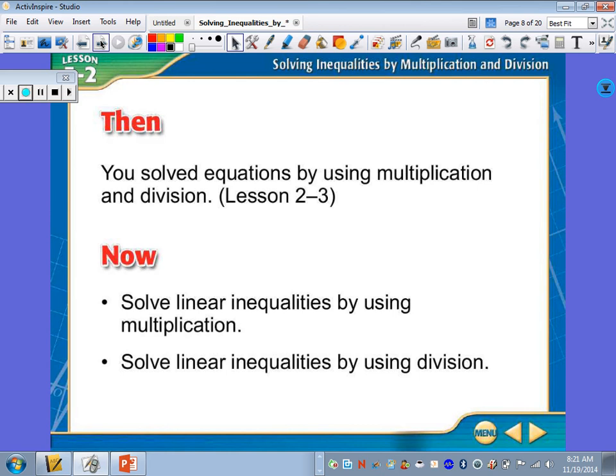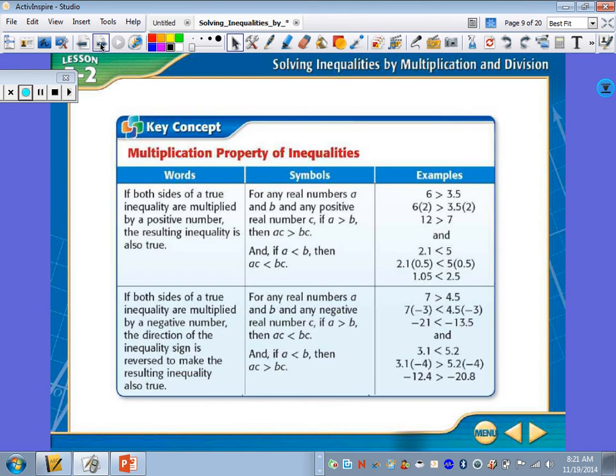Okay, now, what we've done is we have solved equations using multiplication and division back in a previous chapter. So now we're going to solve linear inequalities using multiplication and division. There are only a couple of little extra things you have to take note of, so let's go ahead and get started.